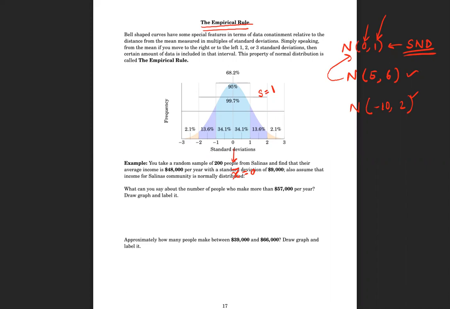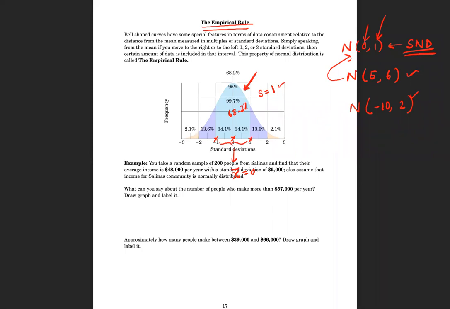Now, if you start at the mean and move one standard deviation to the right, since the standard deviation is 1, you will get to 1. If you move one standard deviation to the left, you get to -1. In between these, you include about 68.2% of the total data. That's this blue region.